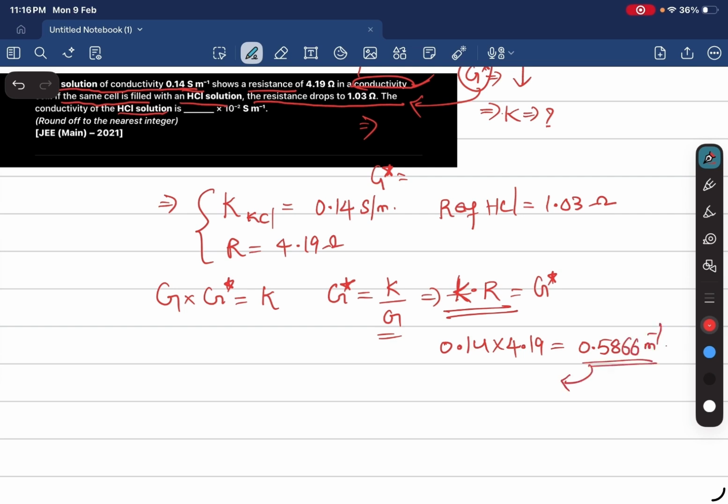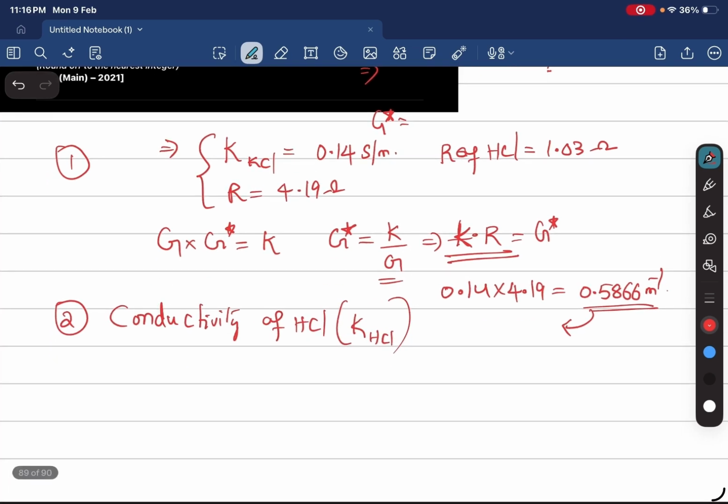This calculated cell constant should be used in the second cell. So this is the first step, and this is the second step in this problem. Conductivity of HCl means kappa of HCl they are asking. So for kappa of HCl, same formula, G into G star equals kappa. Here the resistance of HCl is given, 1.03. So the G star value, which we calculated, 0.5866, that itself is G star for the second cell, and G into G star equals kappa.